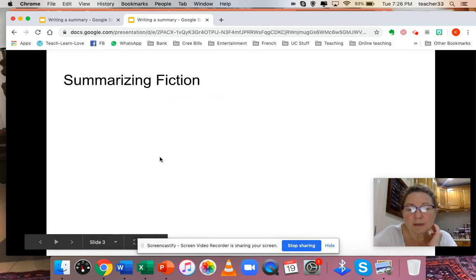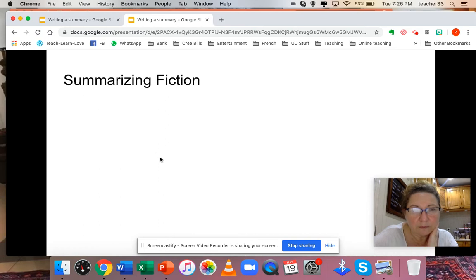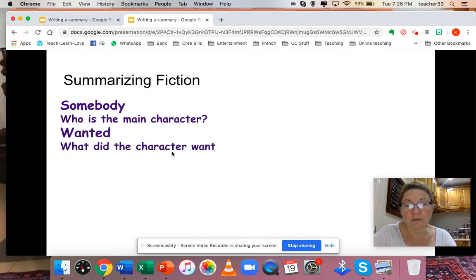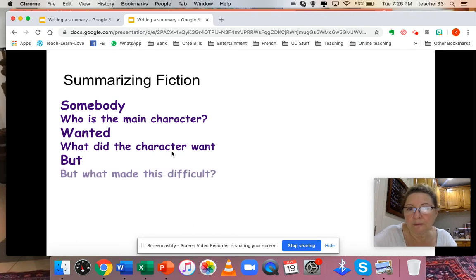Now, when you're summarizing fiction, there are steps to it, okay? So the first step is there has to be a character. Who are the characters in the Journey of Oliver Woodman's story? Who is the main character? What do they want? But why can't they get what they want? So why can't Tamika have her uncle visit? Why is it impossible? What makes it difficult?